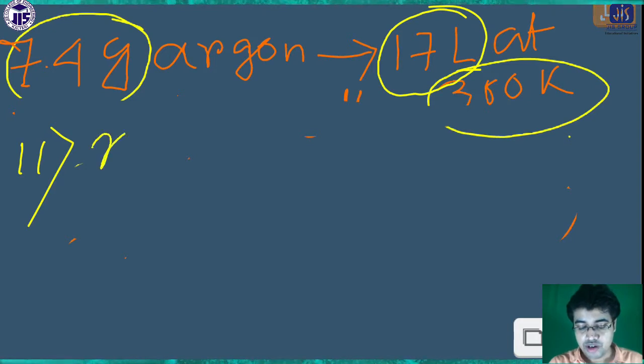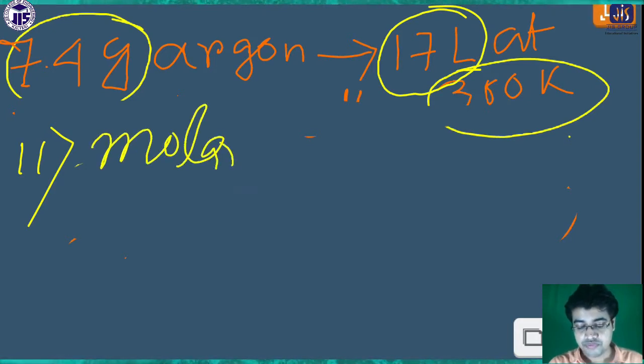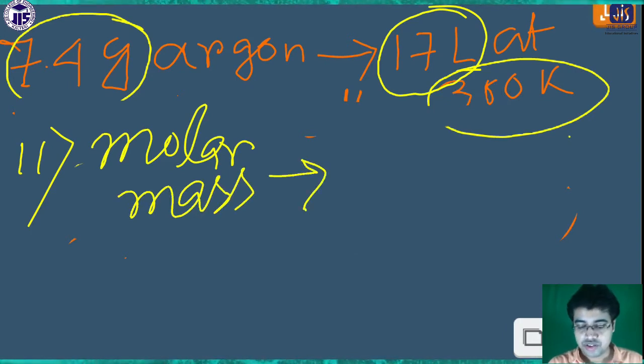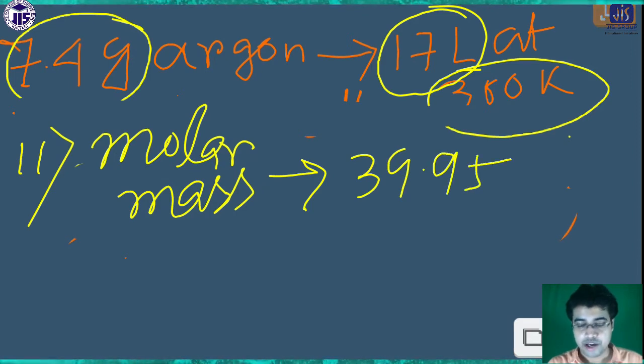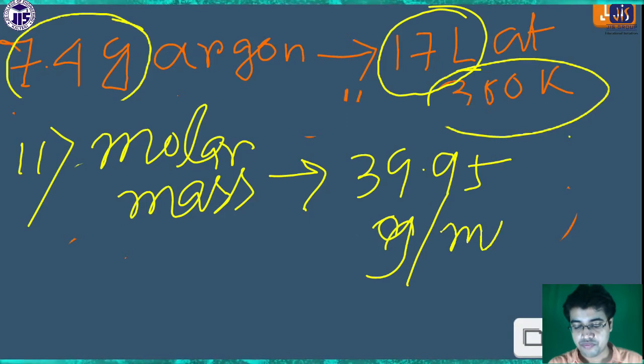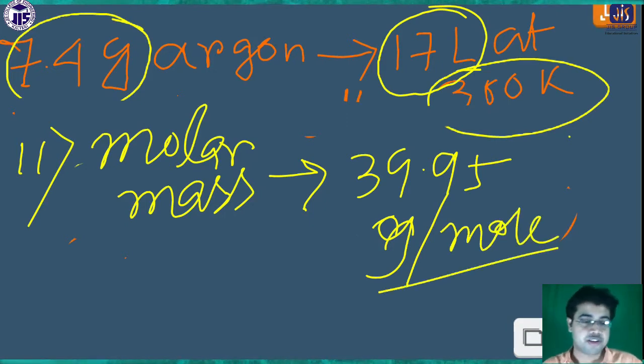So the molar mass of argon is given, 39.95 gram per mole. So this is given in the question. Then you have to calculate the work done. The expansion occurs isothermally, and obviously variable pressure means it is reversible. You have to find out the work done. So how can you calculate this?